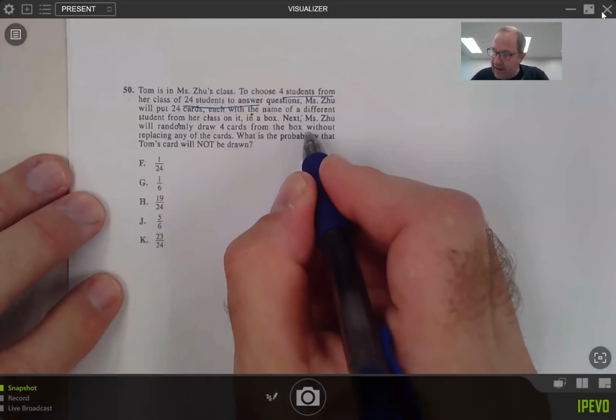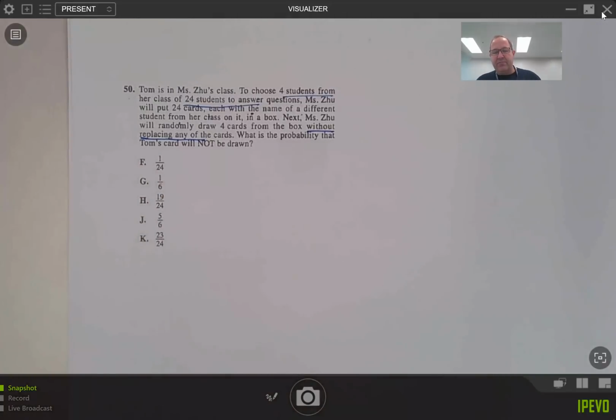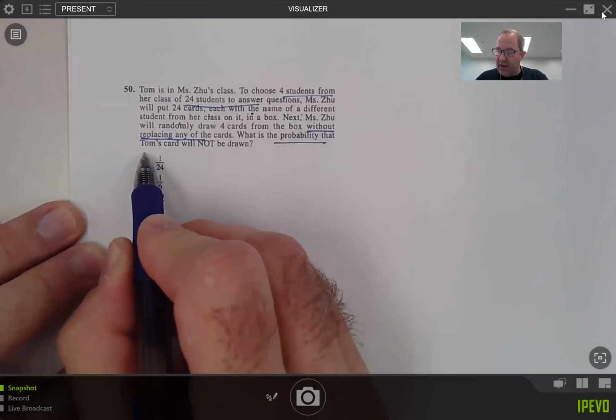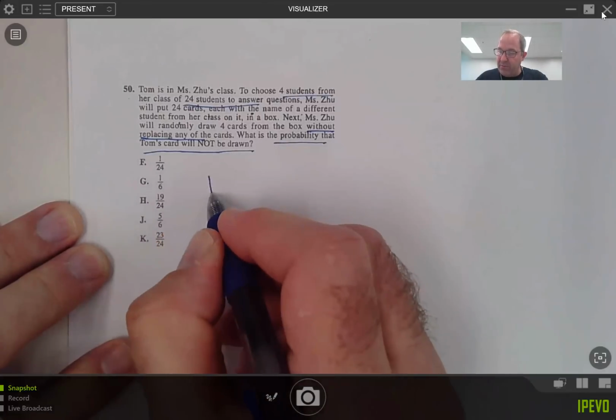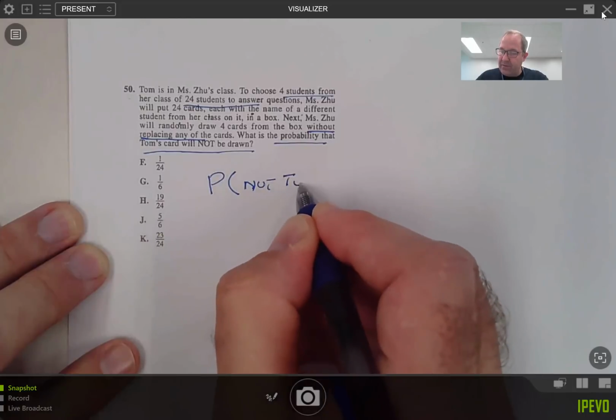And it says without replacing. So that means, let's say they pull Tom out of the box. They're not going to put Tom's card back in and pull it out again. He's already out of the box. He's going to stay out of the box. That's what it means without replacing. We're going to keep the ones that we pull out. The question says, what's the probability that Tom's card will not be drawn? So what's the probability of not picking Tom?